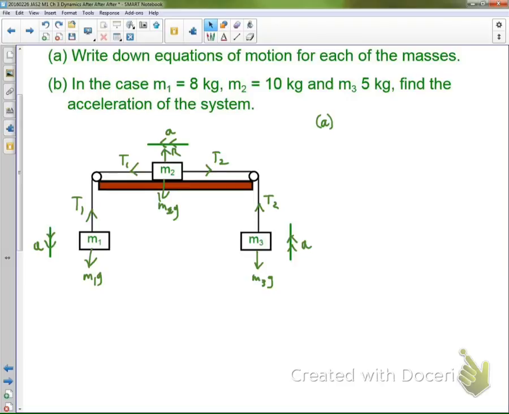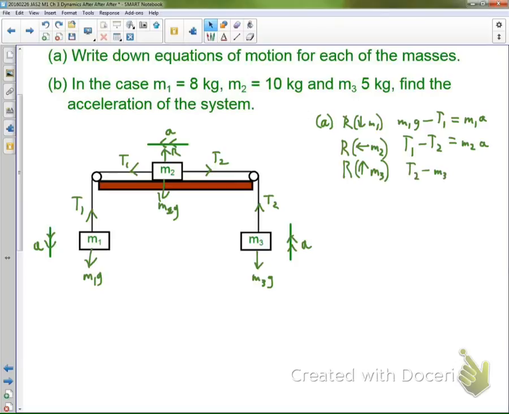So, starting with M1, we want to take down as positive. So we have M1g minus T1 is equal to M1a, because we're just considering what's happening to M1. Then, looking at M2, we want to take left as positive. So we have T1 minus T2 is equal to M2a. And then for our third particle, we want to take up as positive. And this is an important difference. If we had taken down as positive, then our equation is going to end up being wrong. So we have T2 minus M3g is equal to M3a. So that's part A done. We've got our equations of motion.